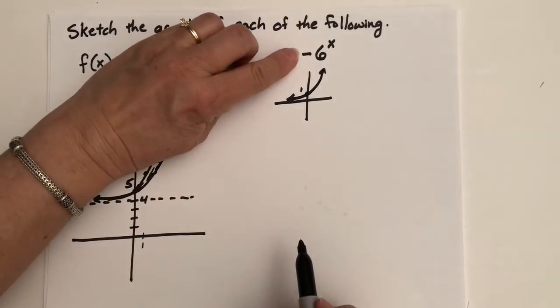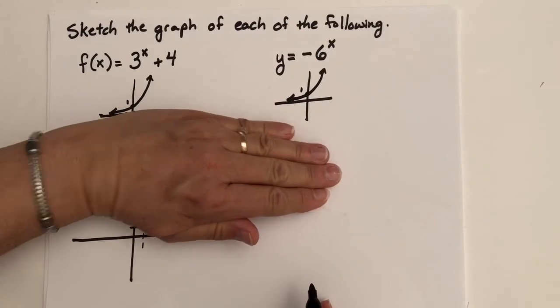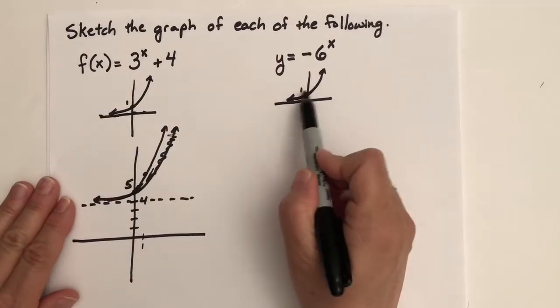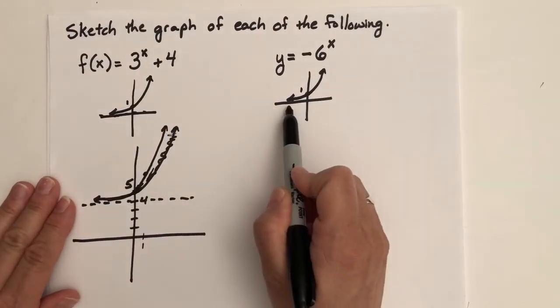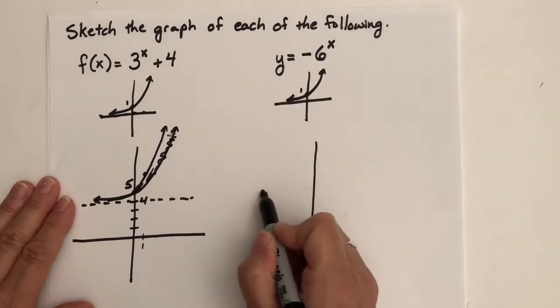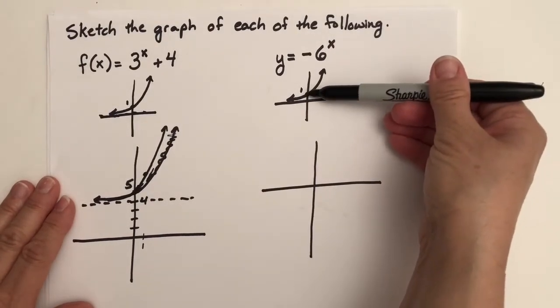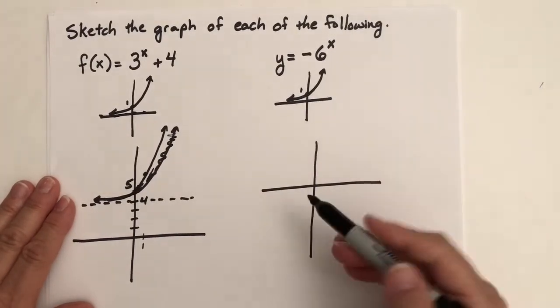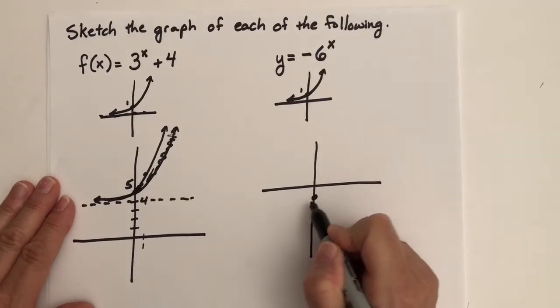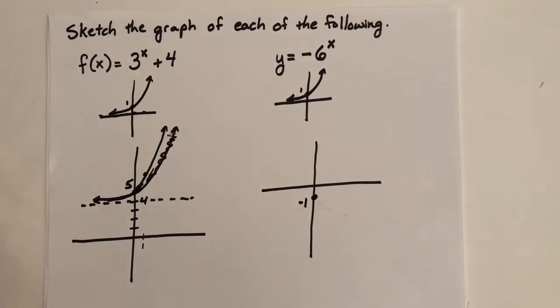Remember, a negative in front of the function means it's reflected across the x-axis. So instead of being up here, when we reflect it, it's going to be down here. So let's draw that. We reflect across the x-axis. Instead of being at (0, 1), we're down at (0, -1). Let me put that point in. And now I could just draw the shape.